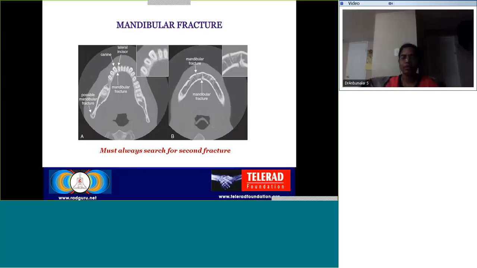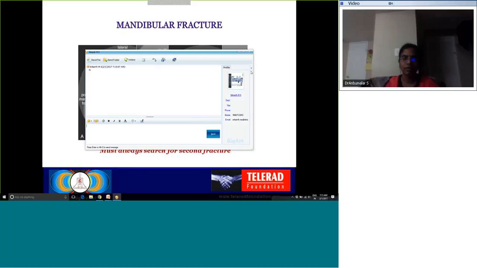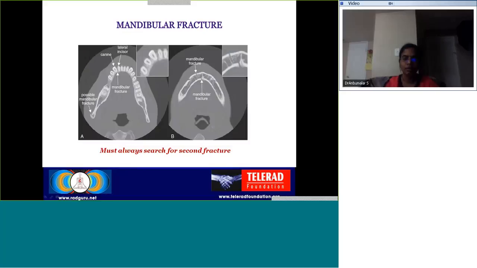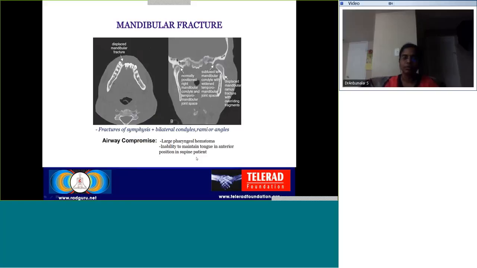So this is an example of a mandibular fracture. You can see a small fracture along the alveolar margin of the mandible anteriorly, and there is an associated angle of the mandible fracture. You must always search for a second fracture in case of a mandible fracture.